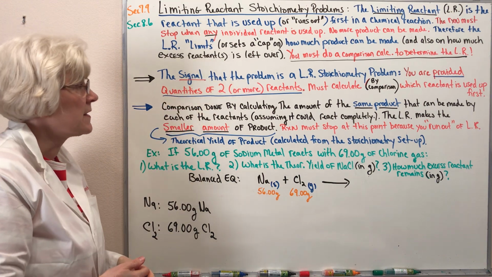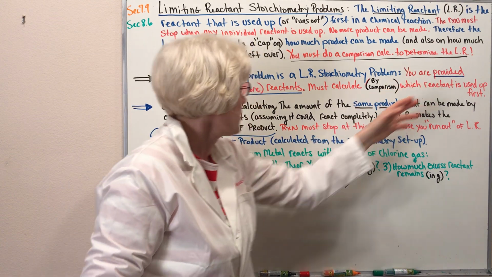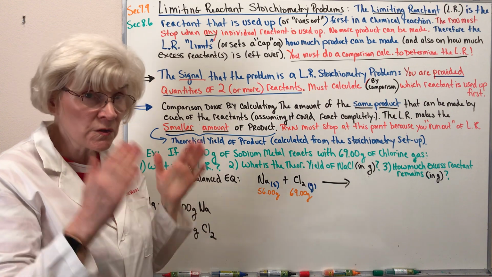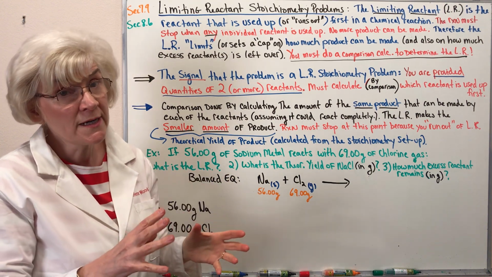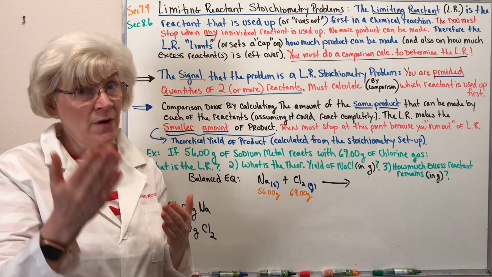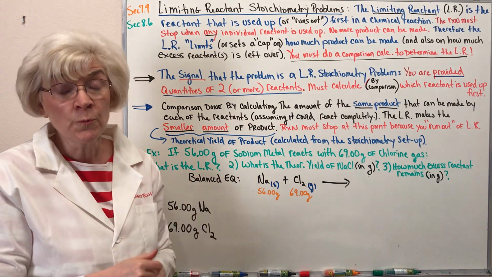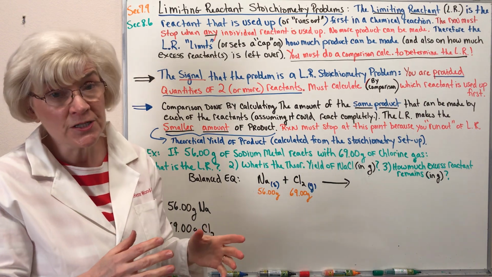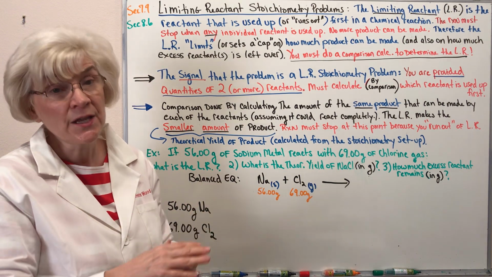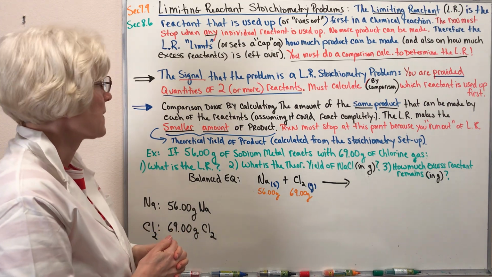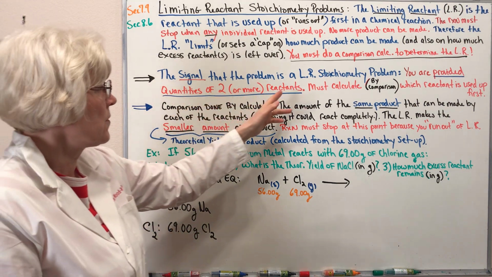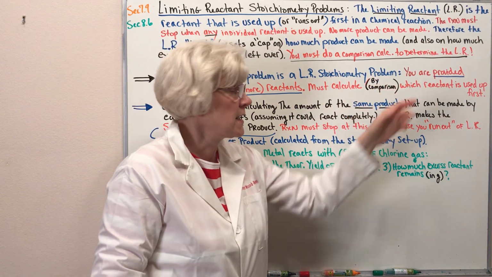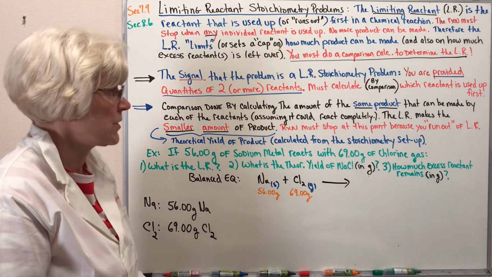So how do you recognize that you're even looking at a limiting reactant problem? Your signal that the problem is limiting reactant is that you are provided quantities of 2 or more reactants. As soon as you see that you are given quantities of more than one reactant, you have to ask yourself, I wonder which one is limiting. I wonder which one is going to run out first, and therefore the reaction stops and you can't make any more product. So you're provided quantities of 2 or more reactants, and you must calculate by showing a comparison which reactant is used up first.